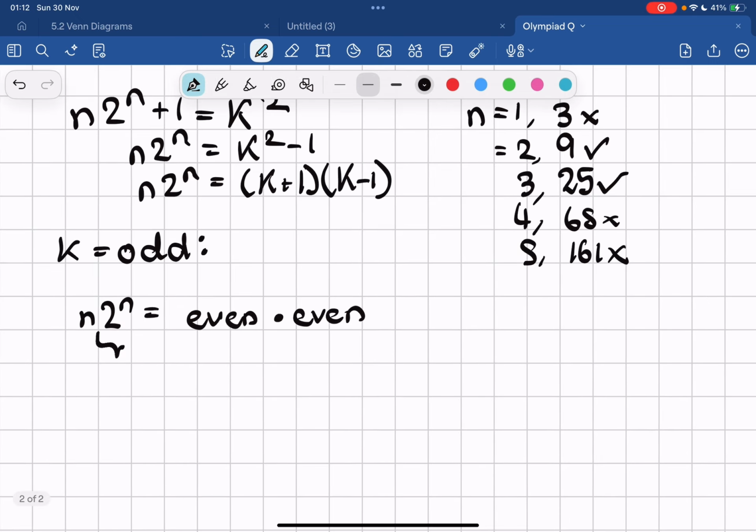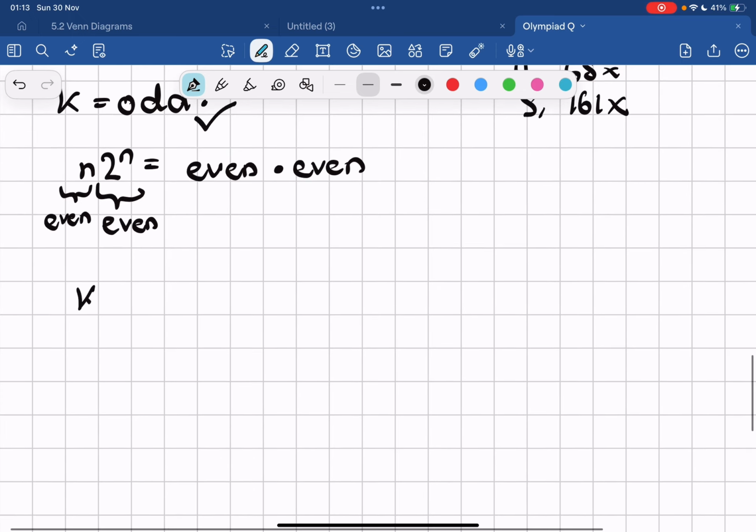So we can say 2 to the n is always even, bar from when n equals 0. 2 to the n is always even. So when n equals 1, we got 2, n equals 2, we got 4, 8, 16, and so on. And this, yeah, it does work. So we can tick when k is odd.